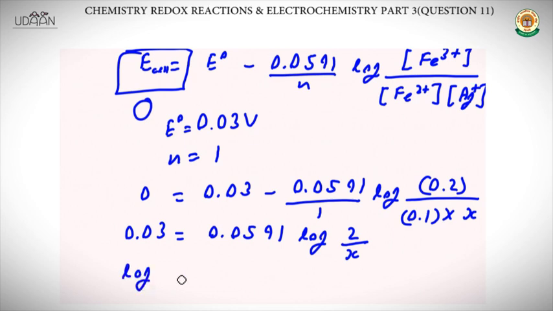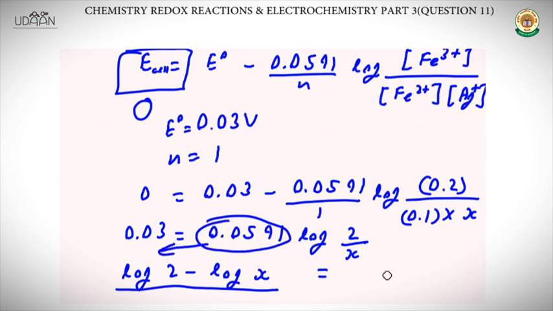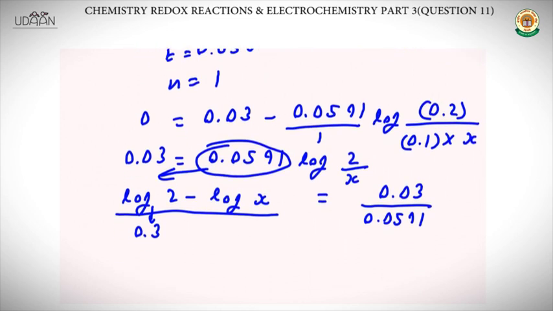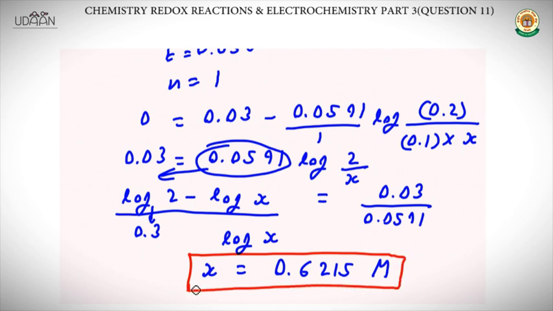We can write this as log of 2 minus log of x, a basic property of logarithms. Taking this quantity across, this would be 0.03 by 0.0591. From here we can directly calculate log x, as we know the value of log 2, which is 0.3, and this is very important to remember, as it would be used in many questions. Then we can take the anti-log on both sides to calculate the value of x, which will come to be 0.6215 molar. Please do these calculations on your own and check for it.